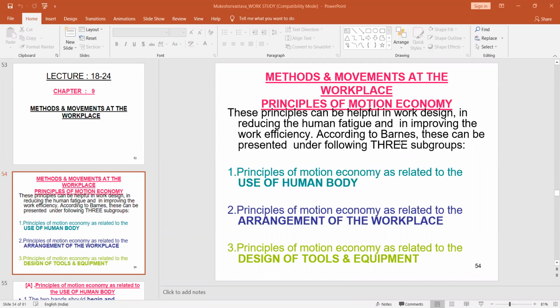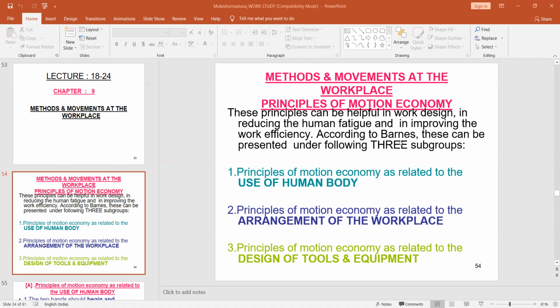Today, we'll cover the methods and movement of the workplace. That is basically the principle of motion economy: how we use our hands, how we use our workplace, how we use the tools and equipment, or what the design of the tools and equipment within the workplace or the workstation should be.